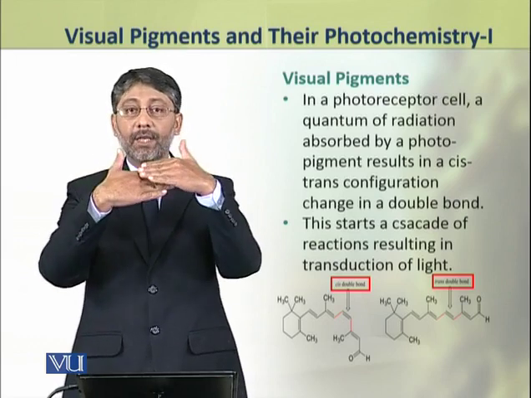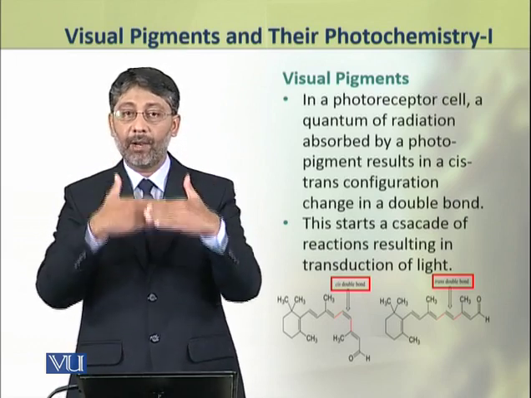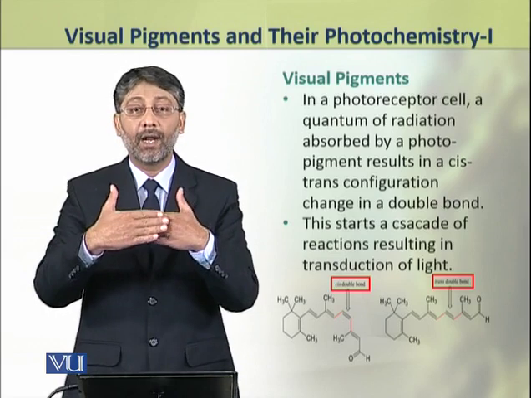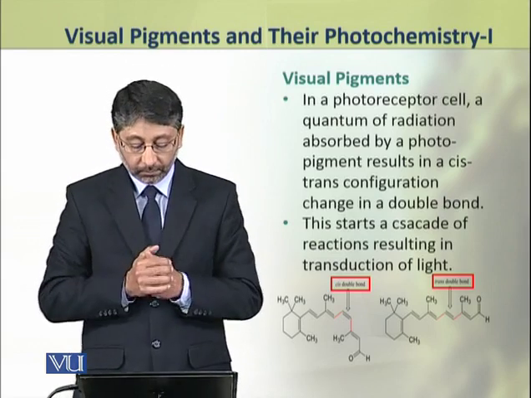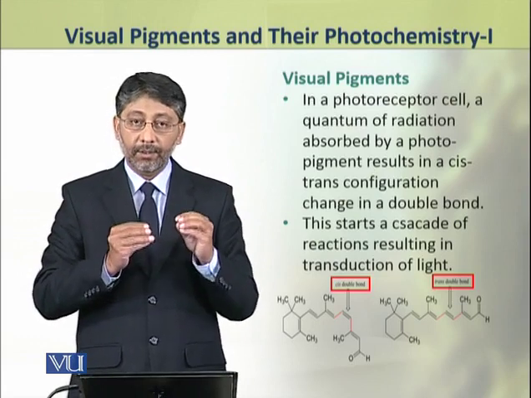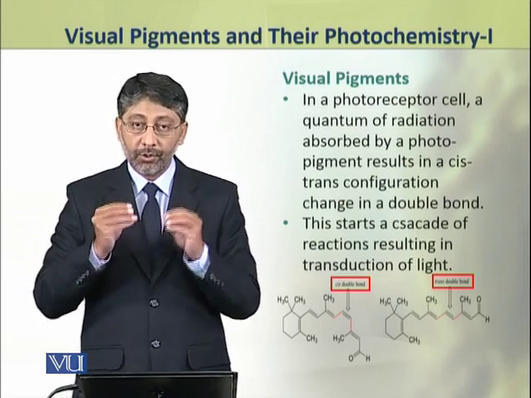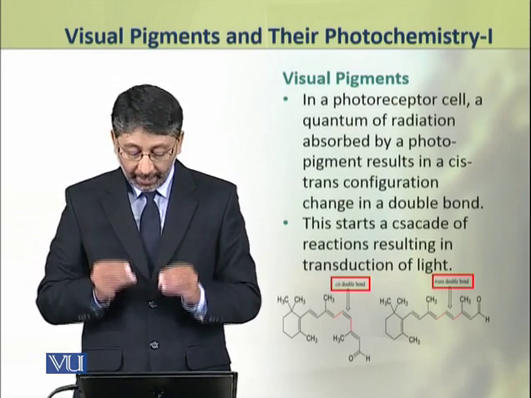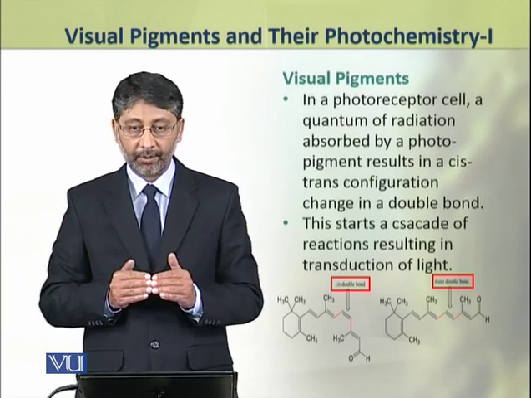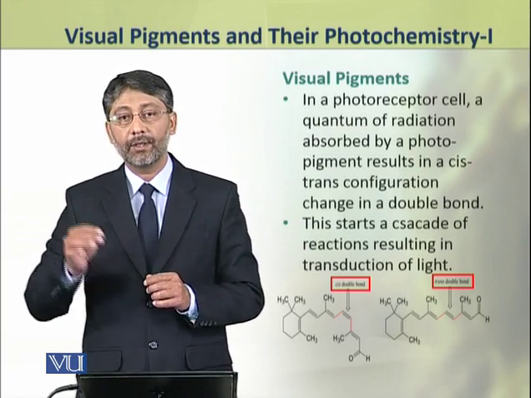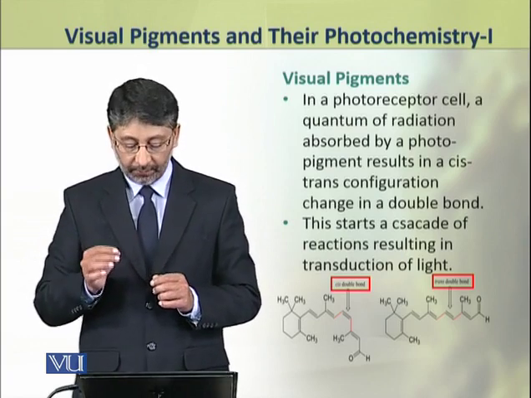करेगा तो ये इस तरह हो जाएगा, रहेगा वहीं पे डबल बॉन्ड ही रहता है. But this is called cis and this is called trans position. This change is due to the light and starts a cascade of chemical reactions which result in the transduction of light.